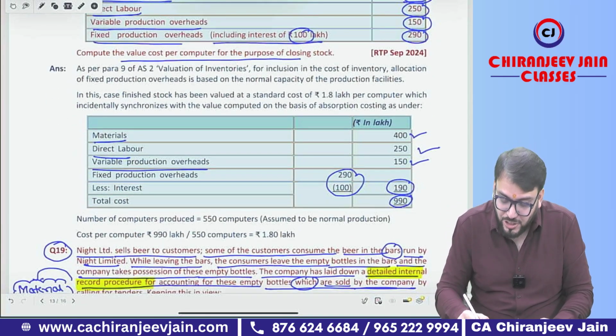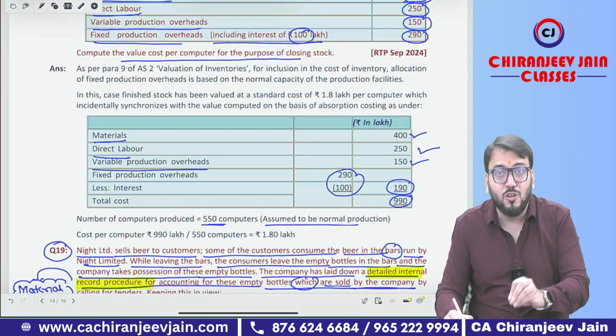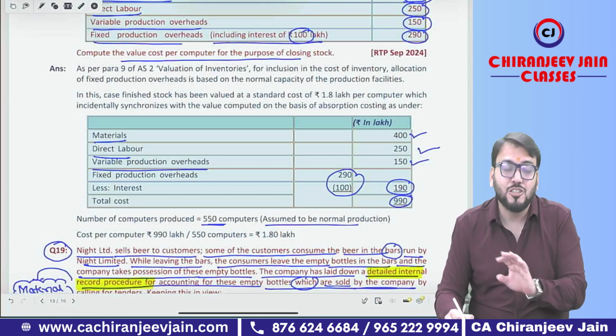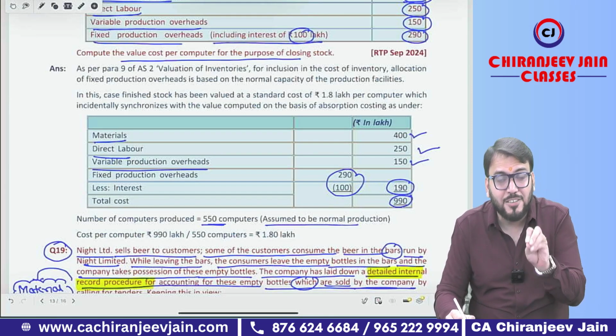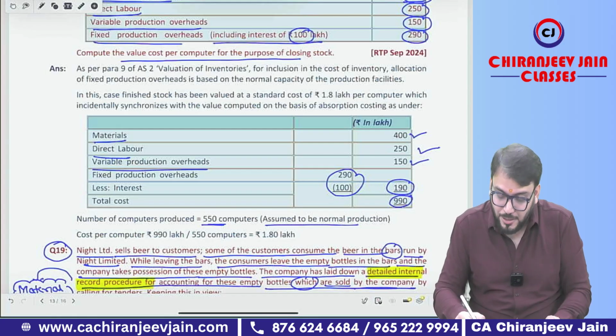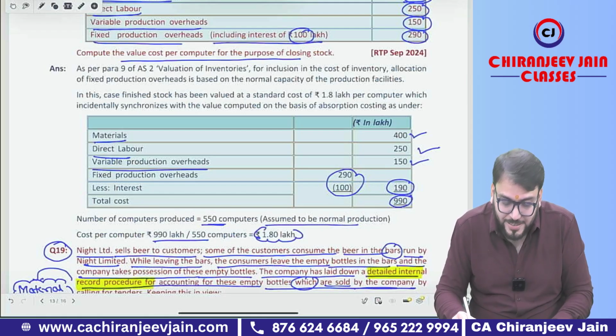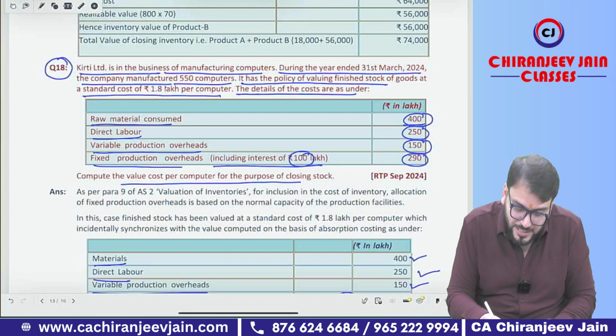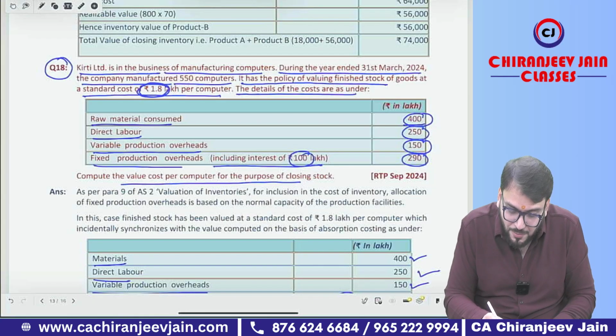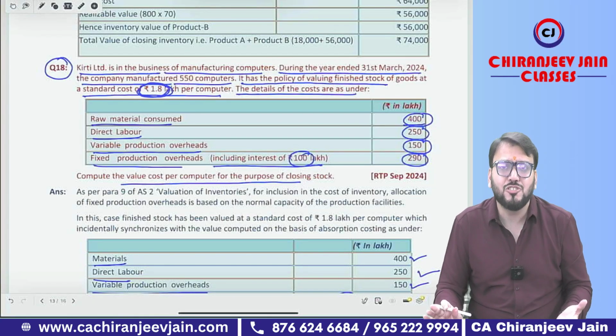Now 990 lakh. What is the actual production? That is 550. You can see normal production is assumed to be same. So whenever the question is silent, always assume actual production and normal production are same. So 990 divided by 550 is 1.8 lakh. So the answer is correct. You can see they have also said per unit they want to measure stock at 1.8 lakh. This type of question will come.